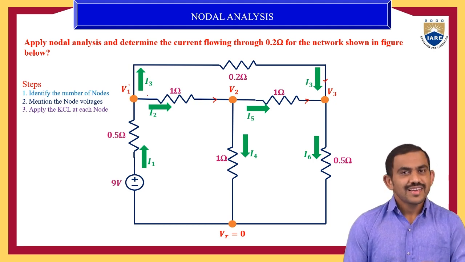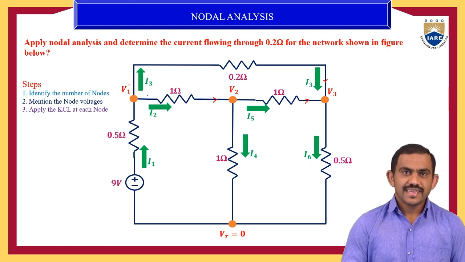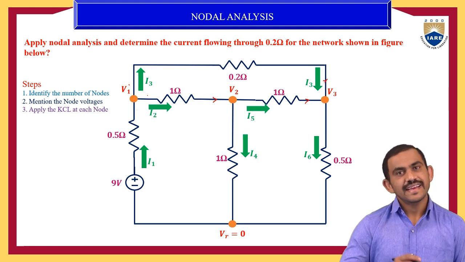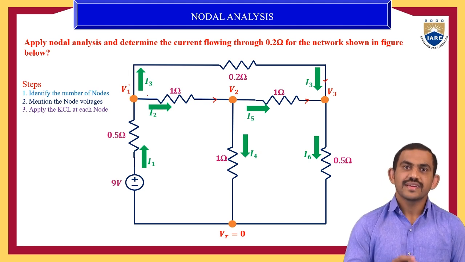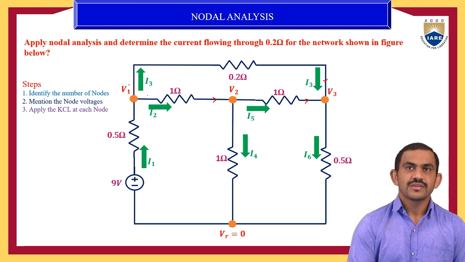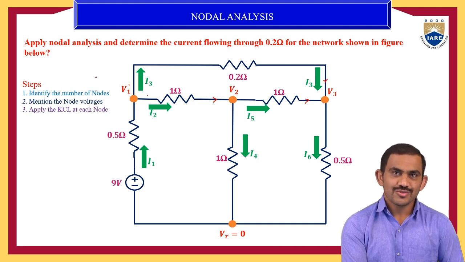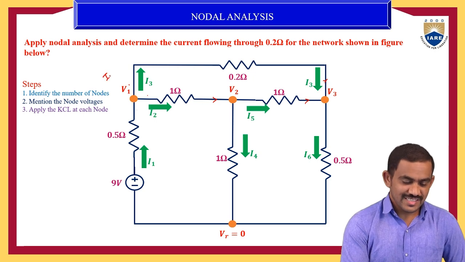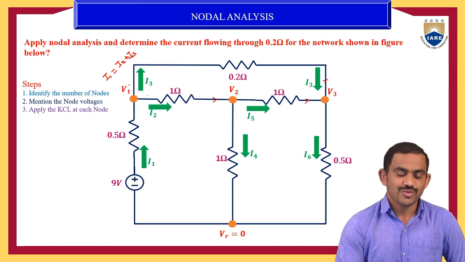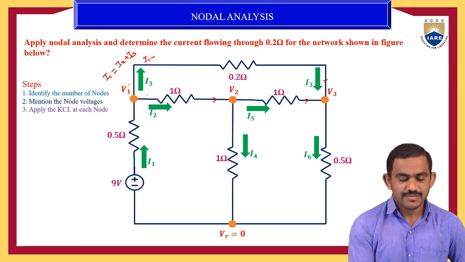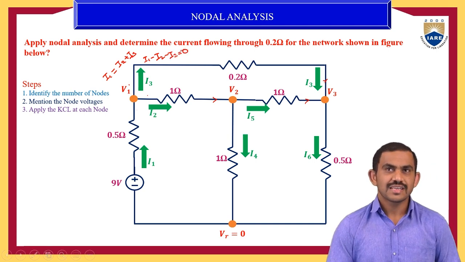At every node we need to apply the KCL rule. For the KCL rule, the sum of incoming and outgoing currents equals 0. For node 1, I have I1, I2, I3. Just apply the KCL rule at node 1. Incoming current is equal to outgoing currents. So incoming current I1 is equal to outgoing current I2 plus I3, both are outgoing. Then you can write I1 minus I2 minus I3 equals 0 at node 1, that is V1.